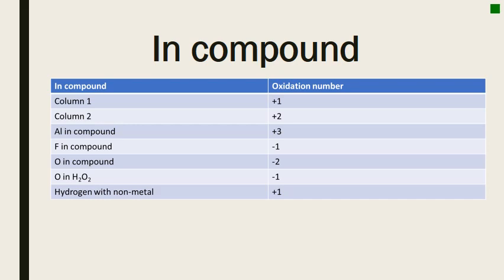The F in compound, so fluorine in compound, is -1. The oxygen in compound is -2, unless it's H2O2. The oxidation number of oxygen in H2O2 is -1, and hydrogen with a non-metal, the oxidation number for it is +1.